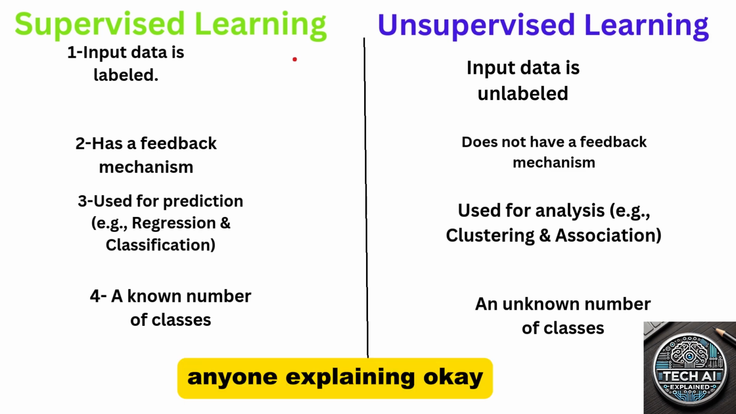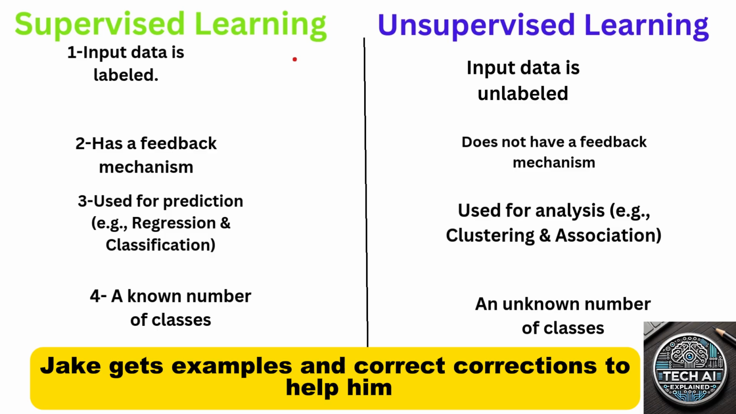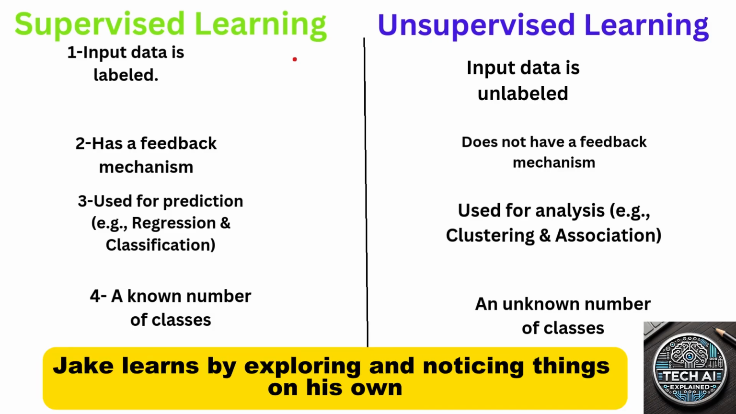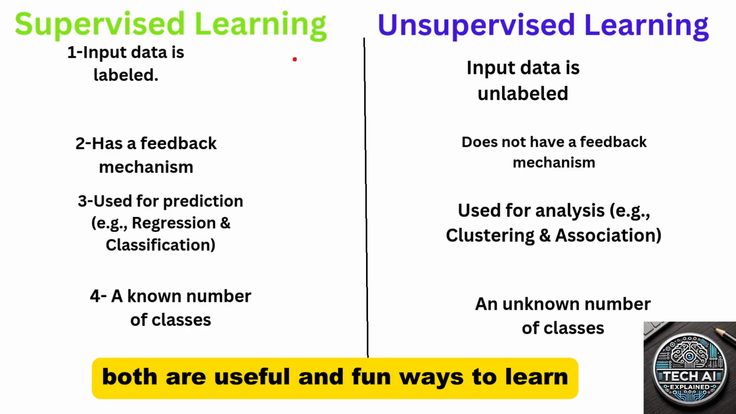explaining. So in supervised learning, Jack gets examples and corrections to help him. In unsupervised learning, Jack learns by exploring and noticing things on his own. Both are useful and fun ways to learn.